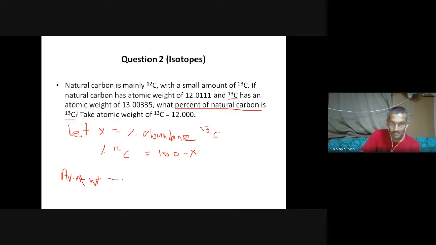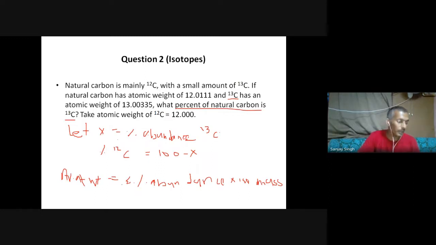Average atomic weight is equal to the sum of percentage abundance multiplied by the isotopic mass, and divided by 100. That's the formula you can use. So average atomic weight is equal to the sum of percentage abundance multiplied by isotopic mass.